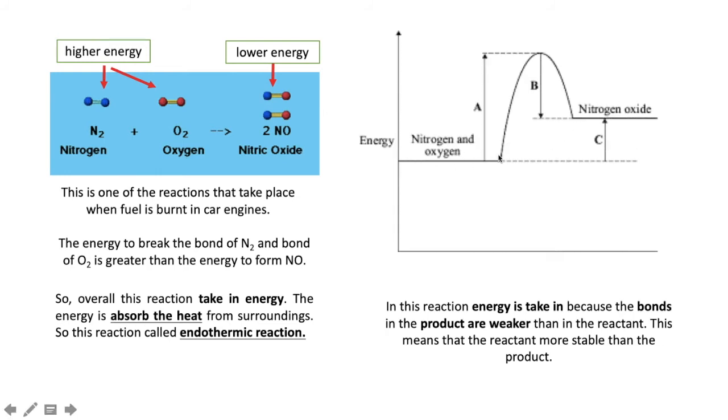This is the energy to break the bonds of nitrogen and oxygen. And this is the energy to form nitrogen oxide. The energy to break the nitrogen and oxygen bonds is higher than the energy to form nitrogen oxide. So this needs energy, or absorbs heat, from the surrounding.